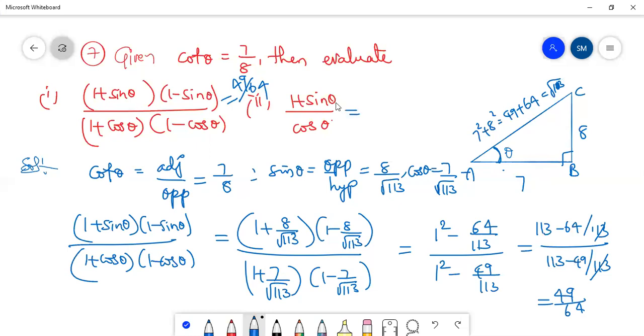And it is (1 plus sin theta) by cos theta. Sin theta is opposite by root 113, cos theta is 7 by root of 113. Taking the LCM, root of 113 plus 8 by 7. The root 113 gets cancelled, taking the LCM, it is the numerator.